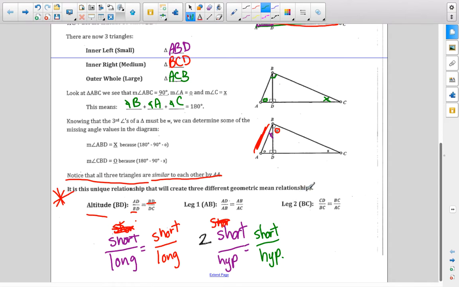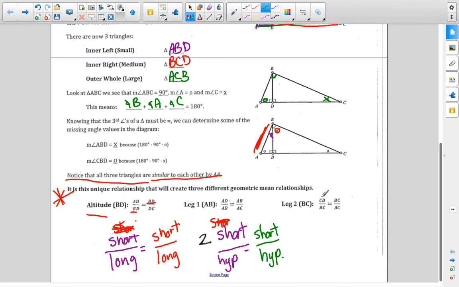Now, sometimes we're looking for BC. We have other parts, but maybe we're looking for BC. In that case, we can use CD over BC. So if we have this part, this is the long leg of the medium over its hypotenuse equals the long leg of the large one over its hypotenuse.